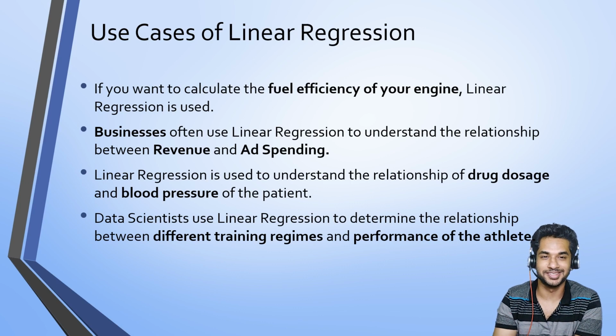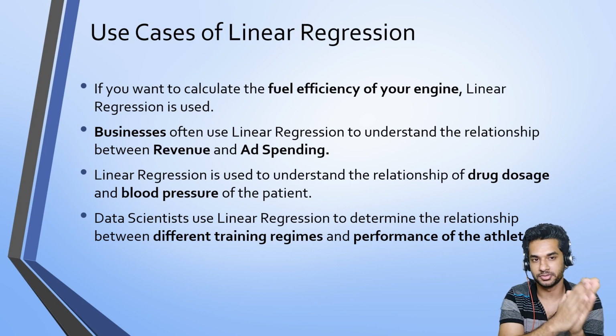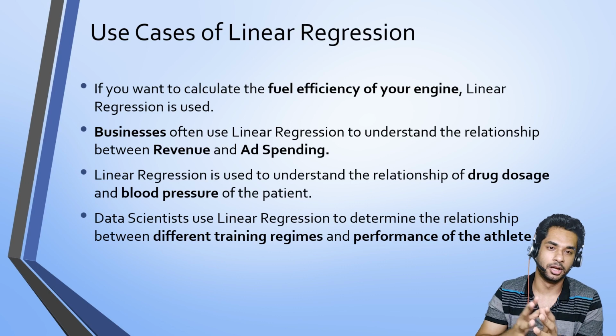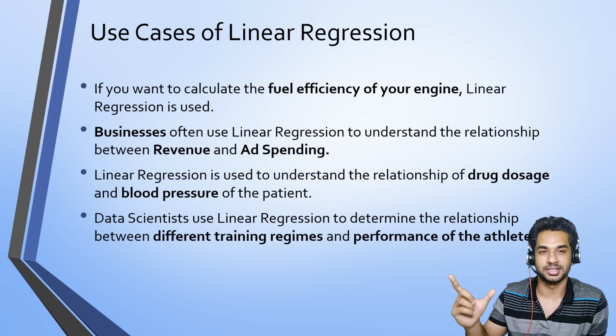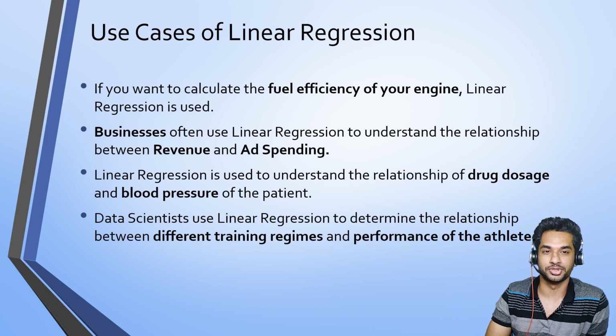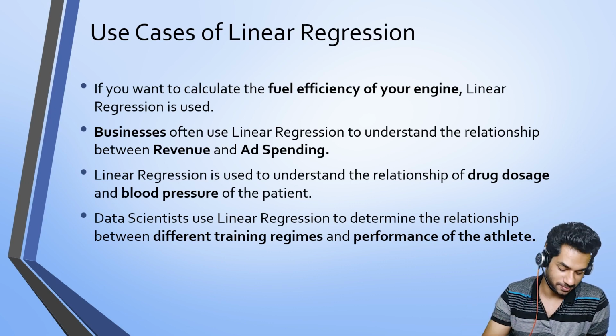Now again, data scientists also use linear regression. That is their job. They are supposed to be using that. So data scientists use this to understand the relationship between different training regimes and the performance of an athlete. Which training is affecting the athlete the most, which is providing the most value to the specific athlete, and which training exercise is getting the athlete the best outcome. Data scientists use linear regression to derive a conclusion that this exercise is very good for this athlete, stick with it and keep going with it. Yeah, you're going to improve. So you can do that as well. So these are all the use cases of linear regression.